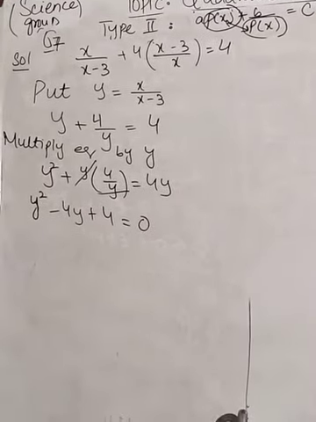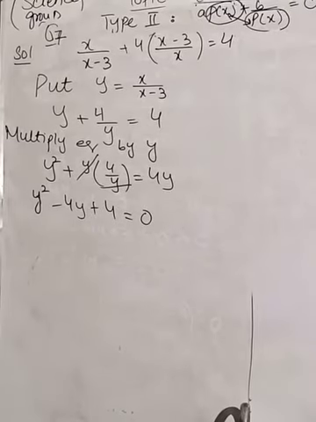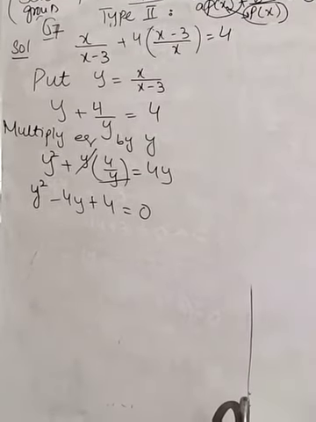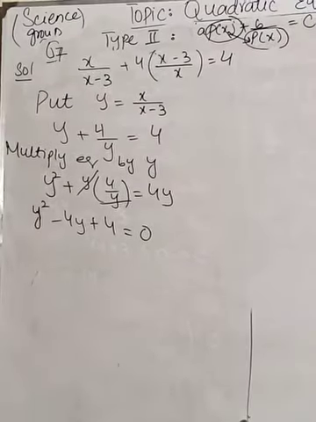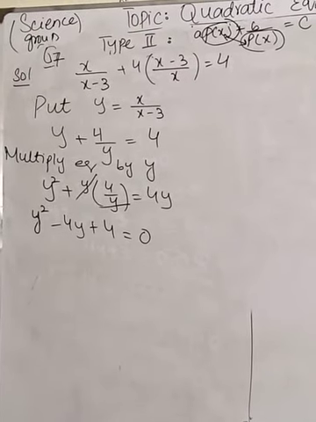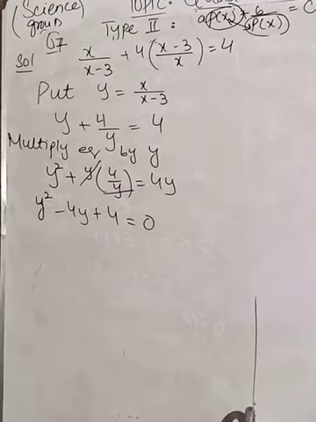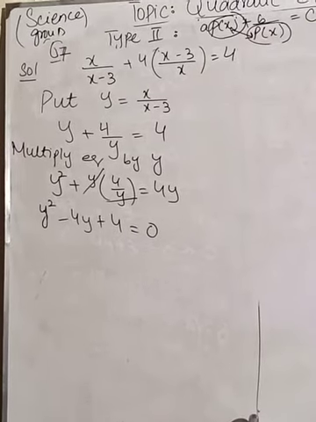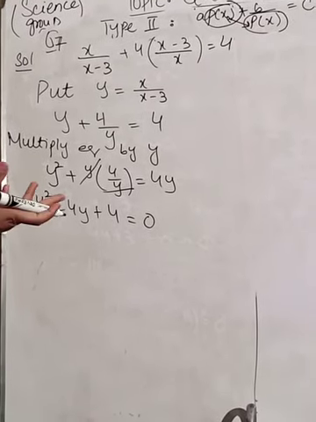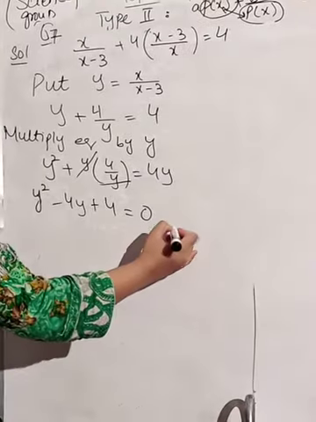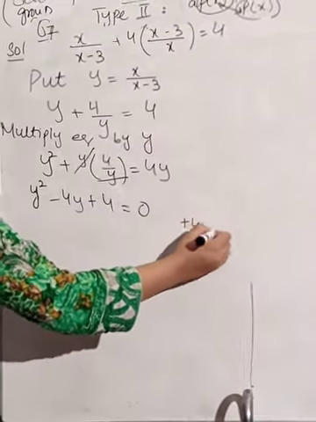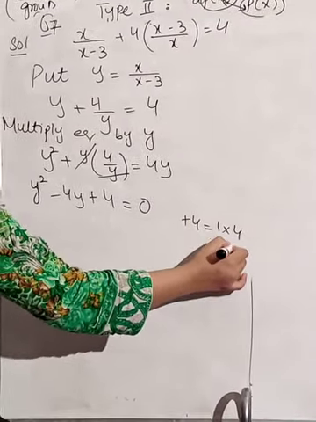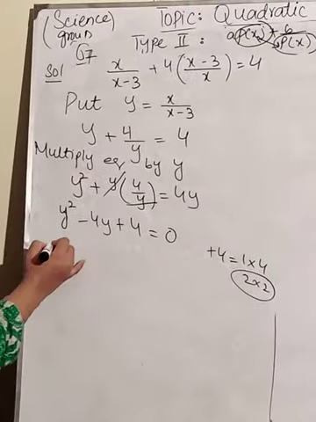Now this is the quadratic equation in terms of y. Now I need to calculate the value for y. I can complete the square there. I can use the quadratic formula there. I can use the first identity there, and I can factorize. Whichever method you follow, the answer remains the same. So if I calculate the factors of plus 4, it's 4 ones are 4, 2 twos are 4. These two factors will be utilized.